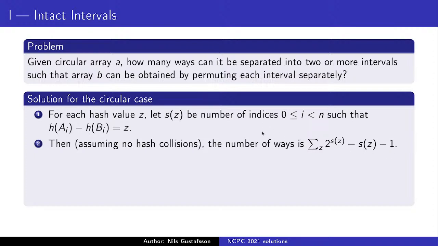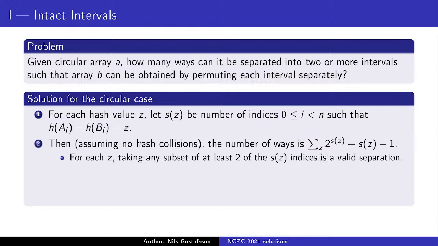And what is this? The reason for this is that for every hash value z, taking any subset of at least 2 out of the s of z indices will result in a valid separation. So there are 2 to the s of z subsets in total. One of them is empty. s of z of them use only one item, so we have to remove those. But the remaining 2 to the s of z minus s of z minus 1 subsets will result in a valid separation.